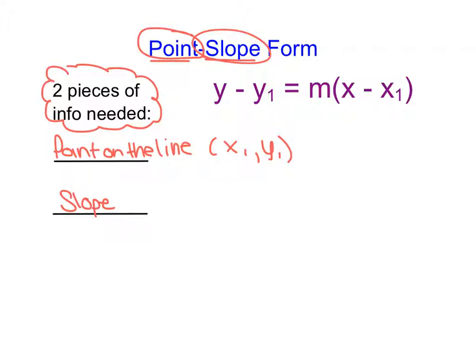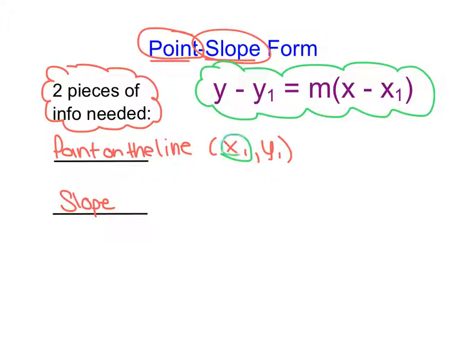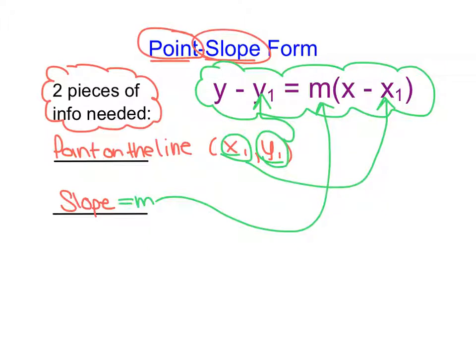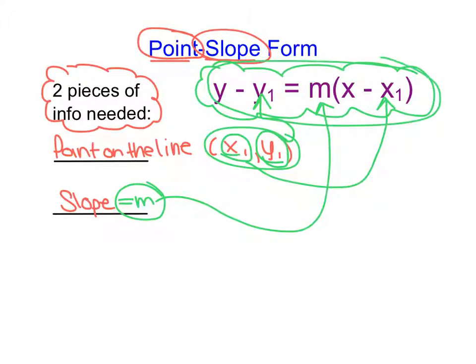Now once we have those two pieces of information, we're going to substitute them into this equation here. Essentially, we're going to take x of our point and replace it into the x1 spot in point-slope form. Then we're going to take the y of our point and substitute it into the y1 spot of our equation. And then remember, a fancy letter for slope is m, so we're going to take our slope and substitute it in for the m slot.